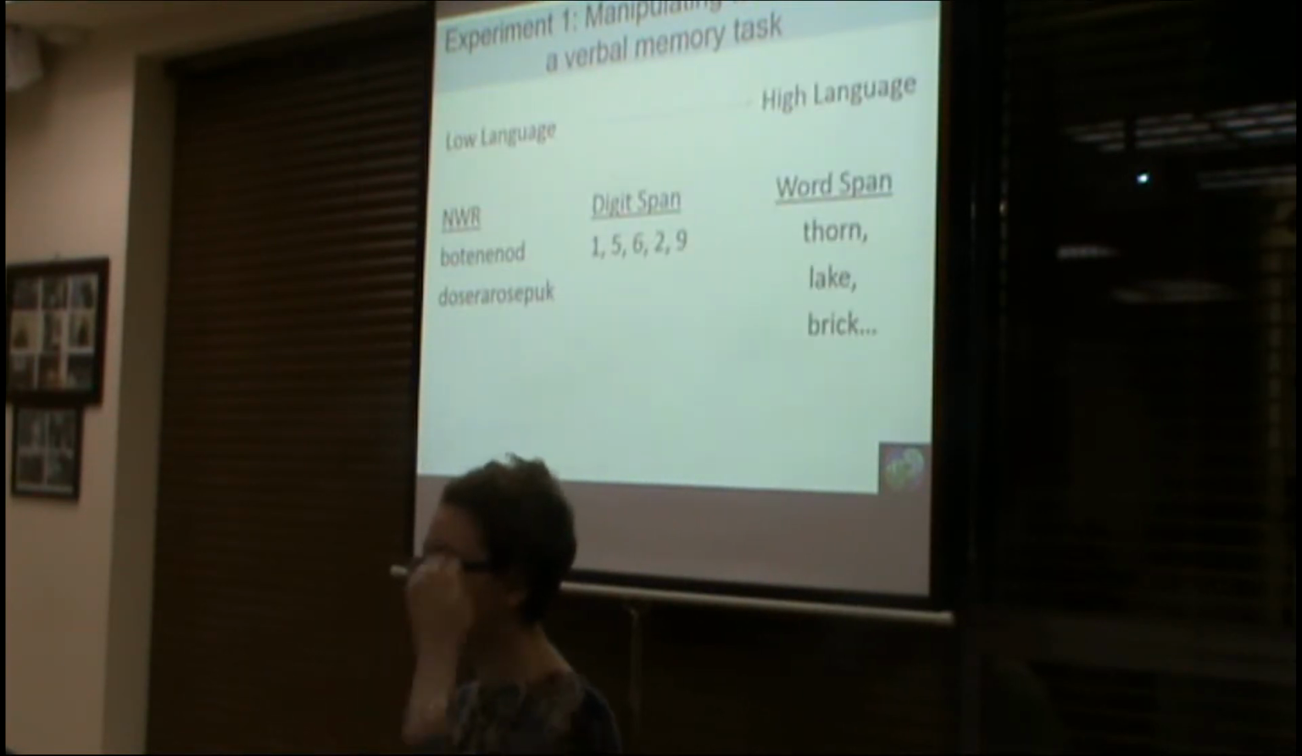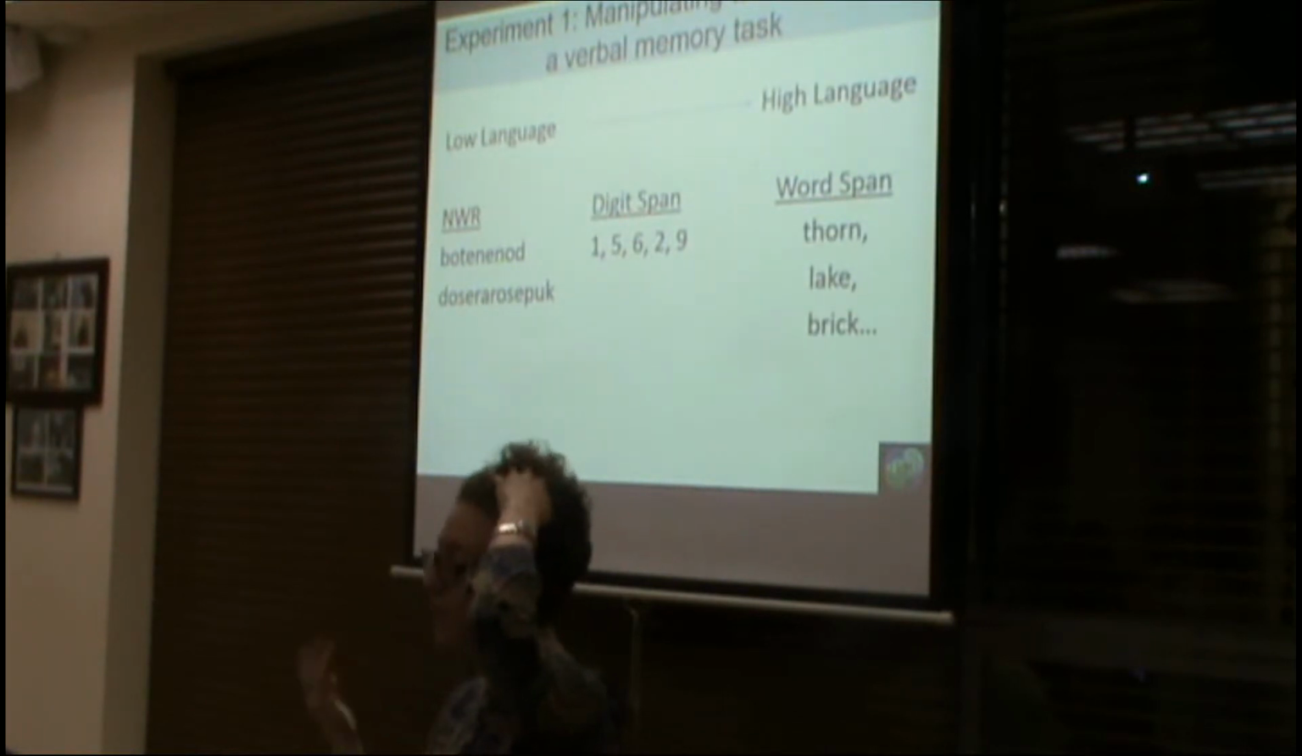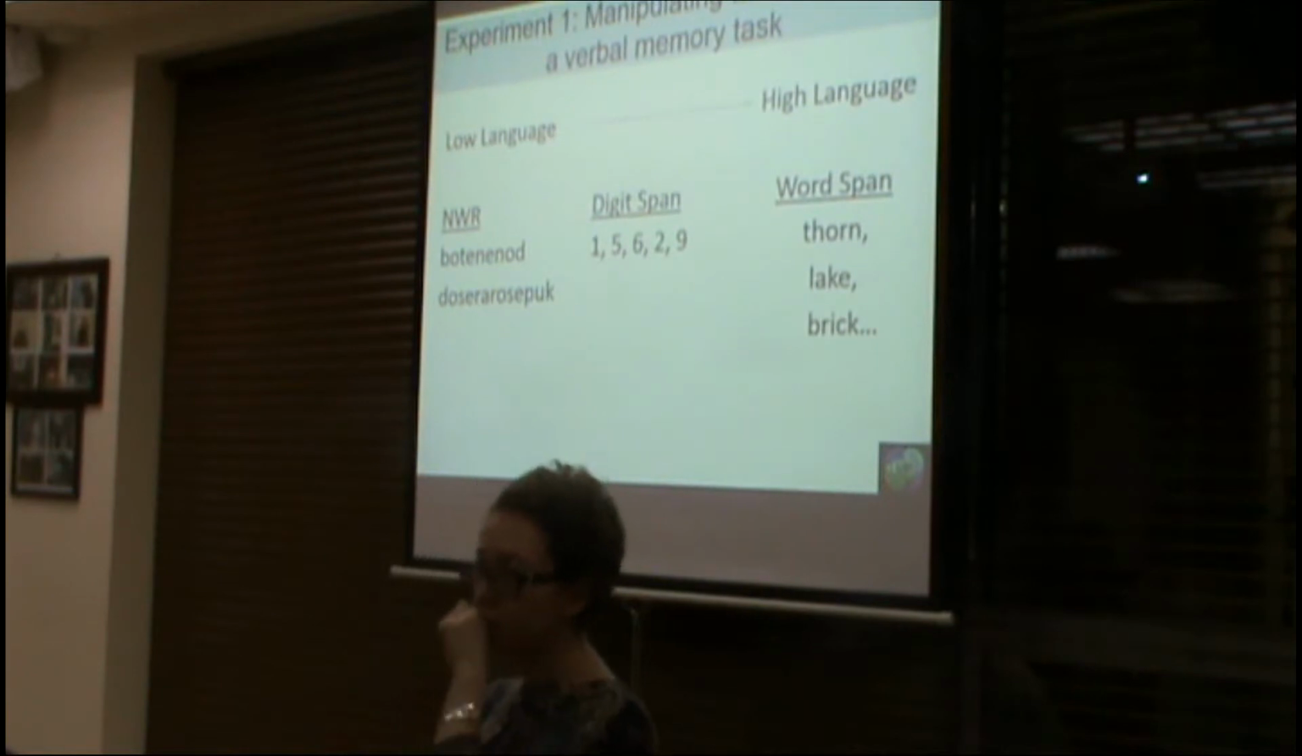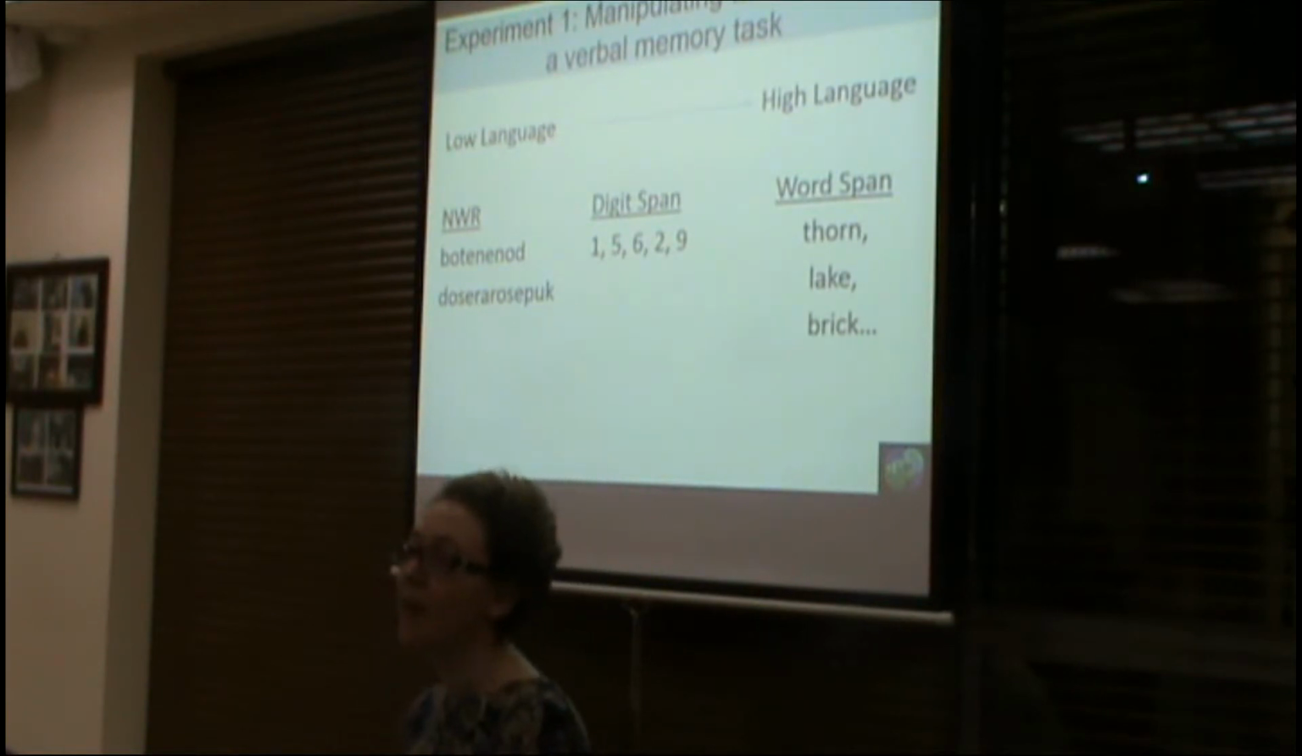So the tasks, we did a whole bunch of stuff, but these are the tasks that I'm going to show you. We did the non-word repetition task, which, the way that we actually use it, is as low of a language demand as we could possibly create while still calling it a verbal memory task.